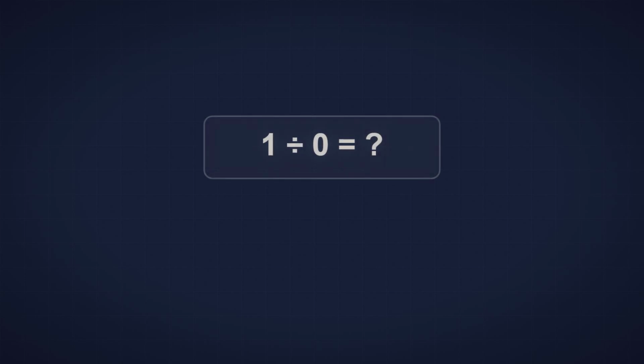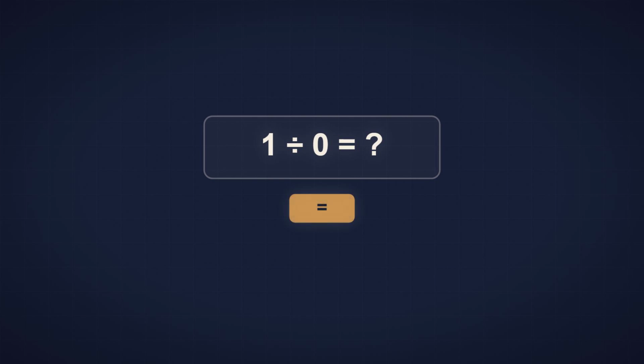Type 1 divided by 0 into a calculator and it refuses. Some machines say undefined. Some throw an error, others flash infinity. It can feel like mathematics placed a warning sign over one inconvenient calculation and walked away. But dividing by 0 is not banned by tradition, and the problem is not merely that the answer would be very large. The real issue is sharper.